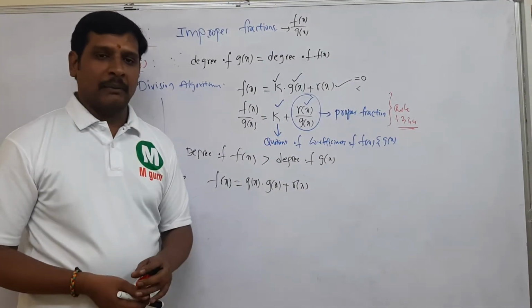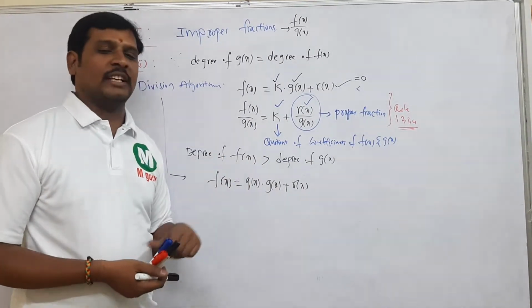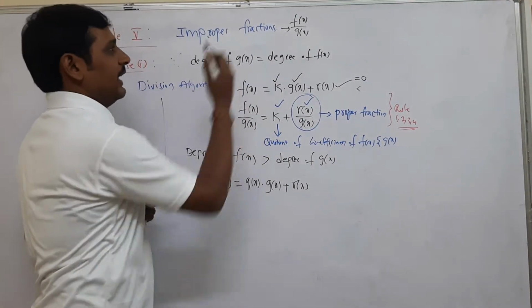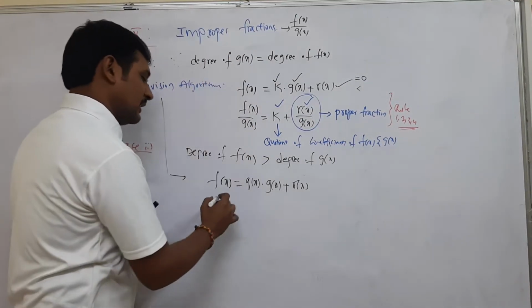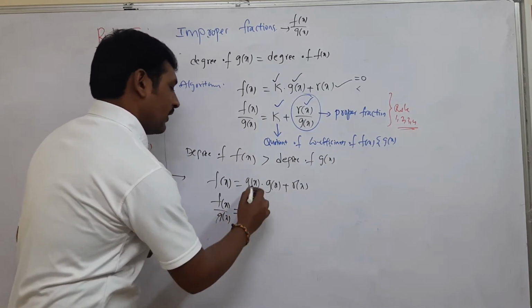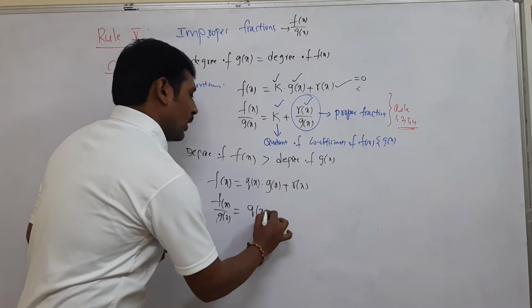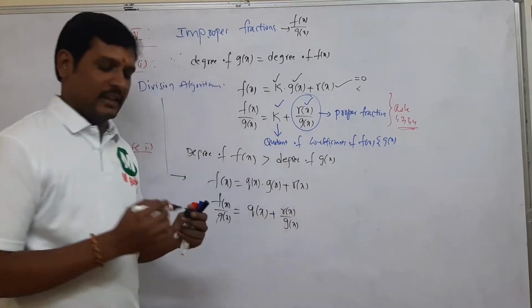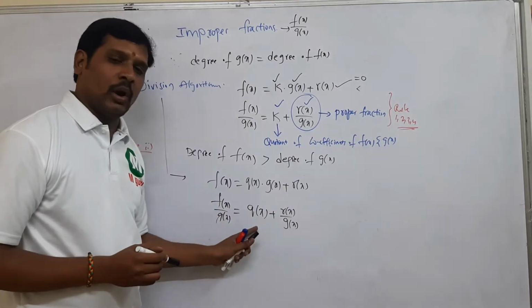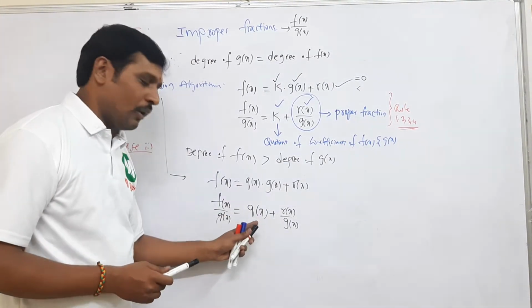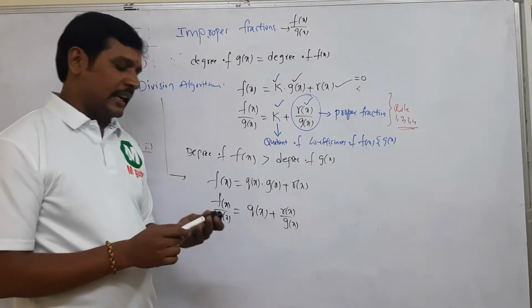Again, r of x might be 0, or its degree is less than the degree of g of x. And again, what we need? We need fractions of f of x by g of x. So let us go for f of x by g of x. This can be written as q of x plus r of x by g of x. And what is q of x here? Q of x is a polynomial coefficient, plus r of x by g of x.